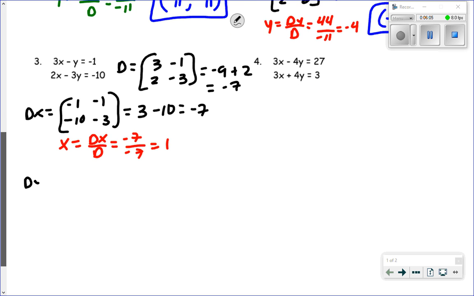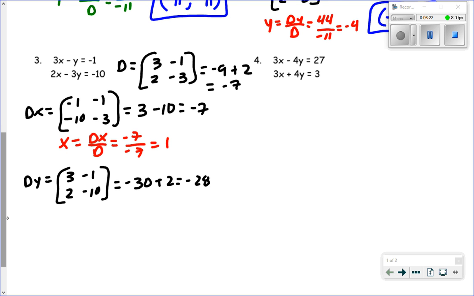And to find dy, keep the x column, take out the y column, replace it with -1 and -10. 3 times -10 is -30, minus 2 times -1 is -2, so it'd be +2, -28. And to find y, dy over d, -28 over -7, which would be 4. So my final answer would be 1, 4.